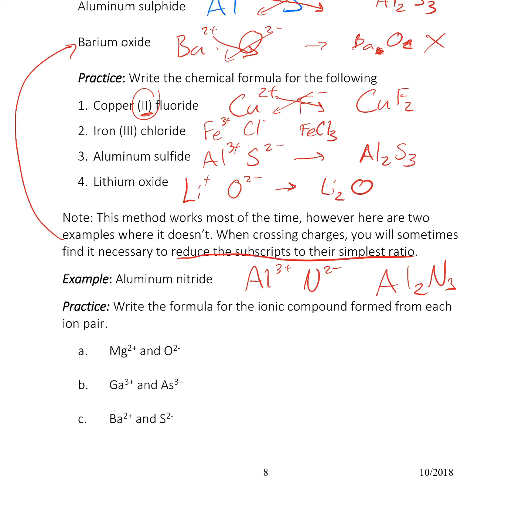Okay, write the formula for the ionic compounds formed from each ion pair. Hopefully you can work your way through these, but if you want to pause the video, then come back and I will have the answers for you. So please try to do these 3 examples right now, and I'm going to stop for a moment, count to 10.